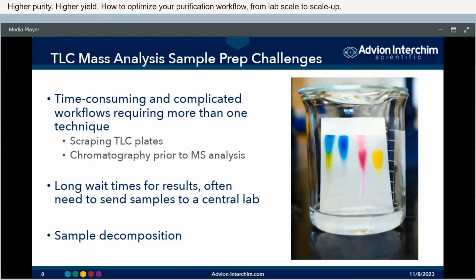So TLC mass analysis in the traditional way is actually pretty challenging, because what you have to do is develop a TLC plate, scrape out each individual spot, dissolve the compound from the silica, filter off the silica, and then generally you run an LCMS process to identify each spot. However, with the Plate Express, we can basically remove that long LCMS wait time. Sometimes you have to send those samples off to a central lab, so it may take hours to get your results, and that can even lead to sample decomposition.